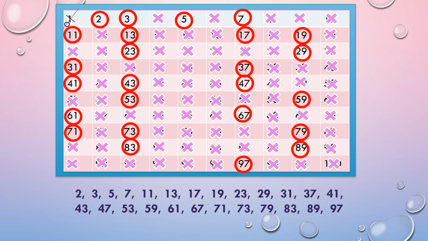So did you see how we used the sieve of Eratosthenes? We wrote all natural numbers from 1 to 100, and slowly we started removing all the numbers which are not prime numbers. And what is left behind are the prime numbers. So can you see that? These are all the prime numbers between 1 and 100.